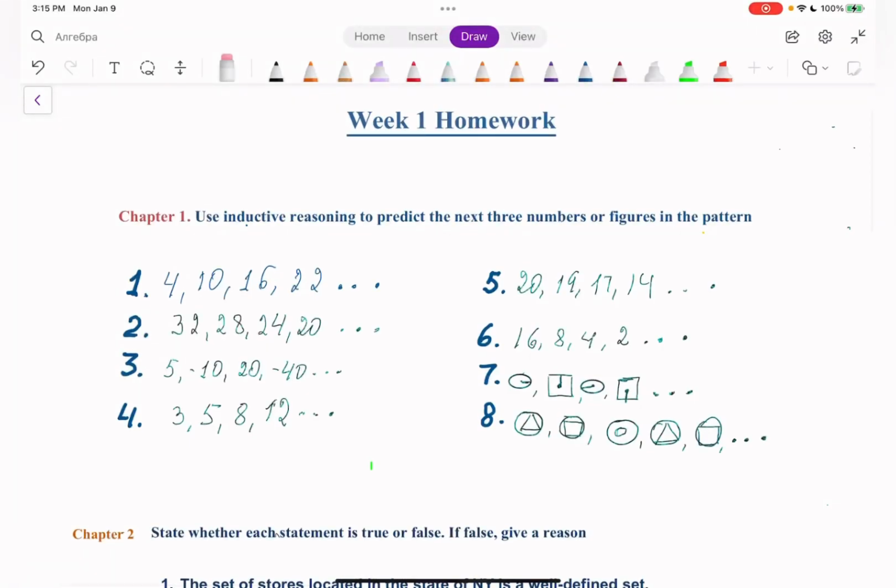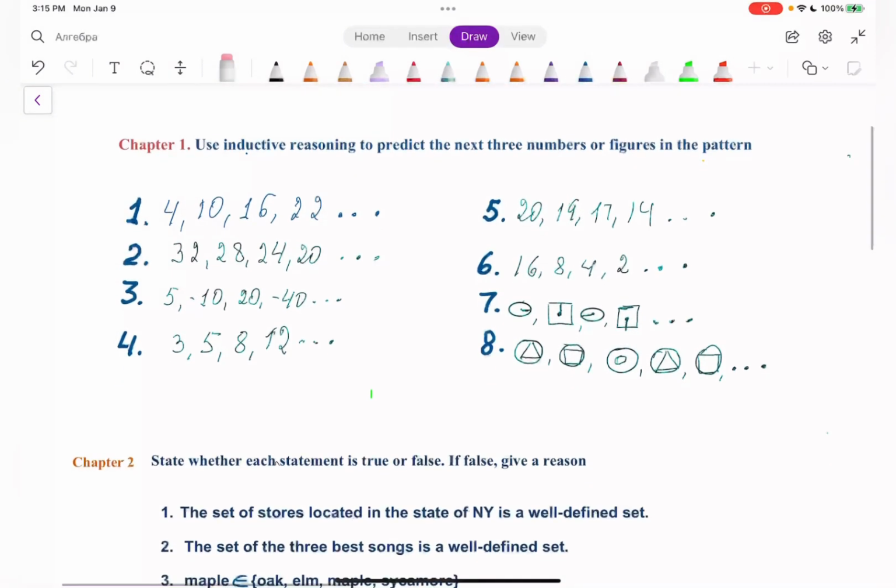Okay, we're doing homework for week 1. From chapter 1, review questions, it says use inductive reasoning to predict the next three numbers or figures in the pattern. Let's see what we have. Question number 1: 4, 10, 16, 22. Do you see some pattern here?